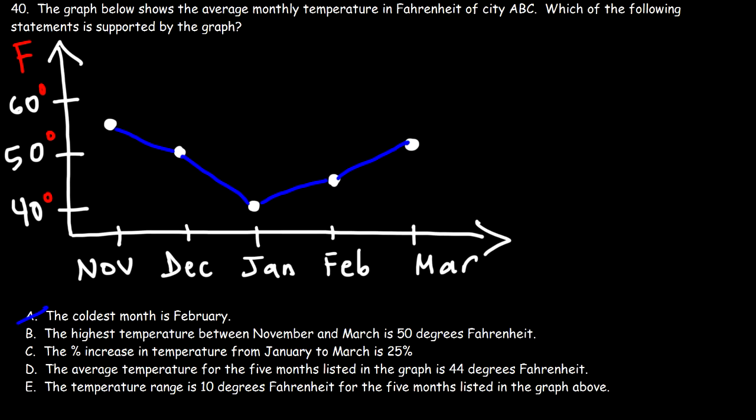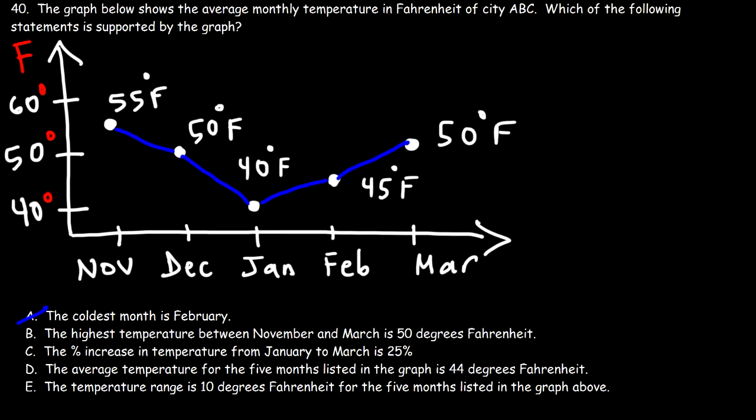Let's go ahead and write the temperatures for each month. In November, the temperature is approximately 55 degrees Fahrenheit. And in December, it's 50 degrees Fahrenheit. For January, it's 40. February is about 45. And March is 50. Now, part B. The highest temperature between November and March is 50 degrees Fahrenheit. That's false. In November, it was about 55.